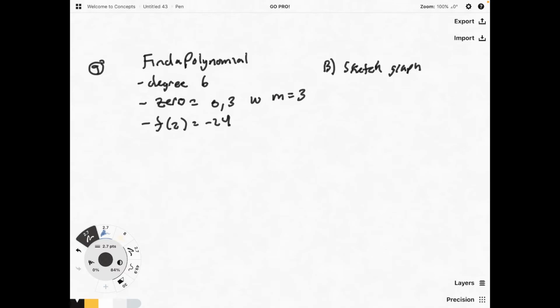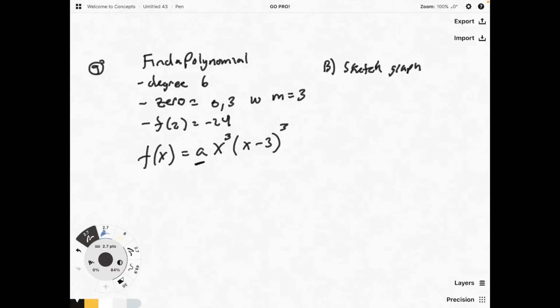If we want to write that out now, using our factored form, we can write f of x equals a, and we have a zero at 0, so that's just x, and then we have a zero at 3, so x minus 3, and they both have a multiplicity of 3. That's what that tells us there. Next, we know that if x is 2, then our value is going to be negative 24. From there, what we're able to solve for is our a value, because we don't know that yet.